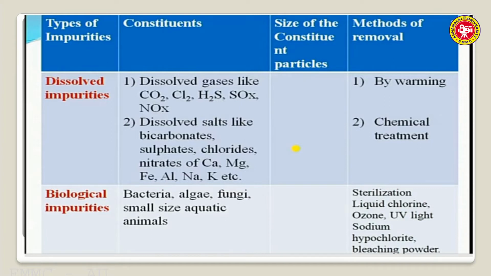The next impurities are biological impurities. We all know bacteria, algae, fungi, etc. These cause very ill effects, as pathogenic bacteria are there. So how to remove them? Sterilization. How to do that sterilization? By adding liquid chlorine or ozone treatment, or by UV light treatment, or by adding chemicals like sodium hypochlorite, bleaching powder, etc. These two categories come under our syllabus, so we'll discuss them in detail.